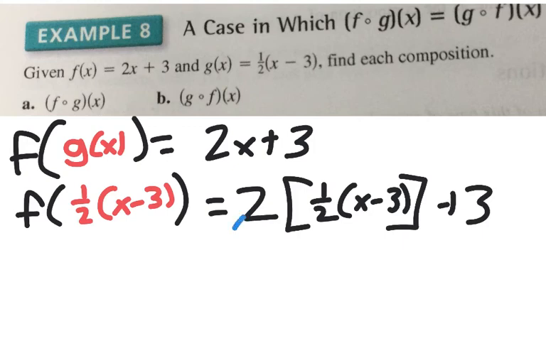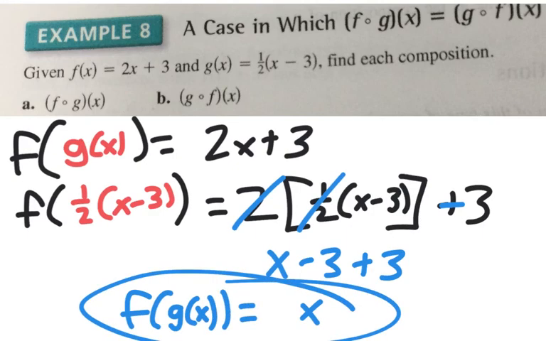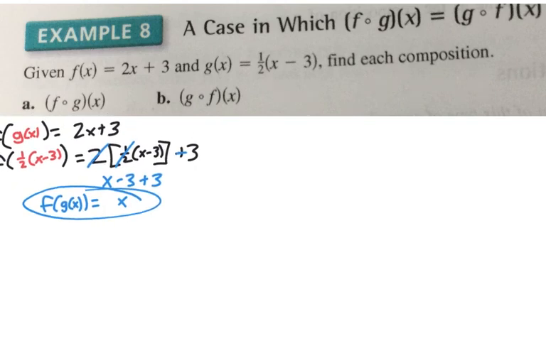Now what happens here? I have 2 times 1/2, which is 1. So that leaves me with x minus 3 plus 3, which is just x. So when I built f of g of x, I found the final value to be x. Cool. Questions?